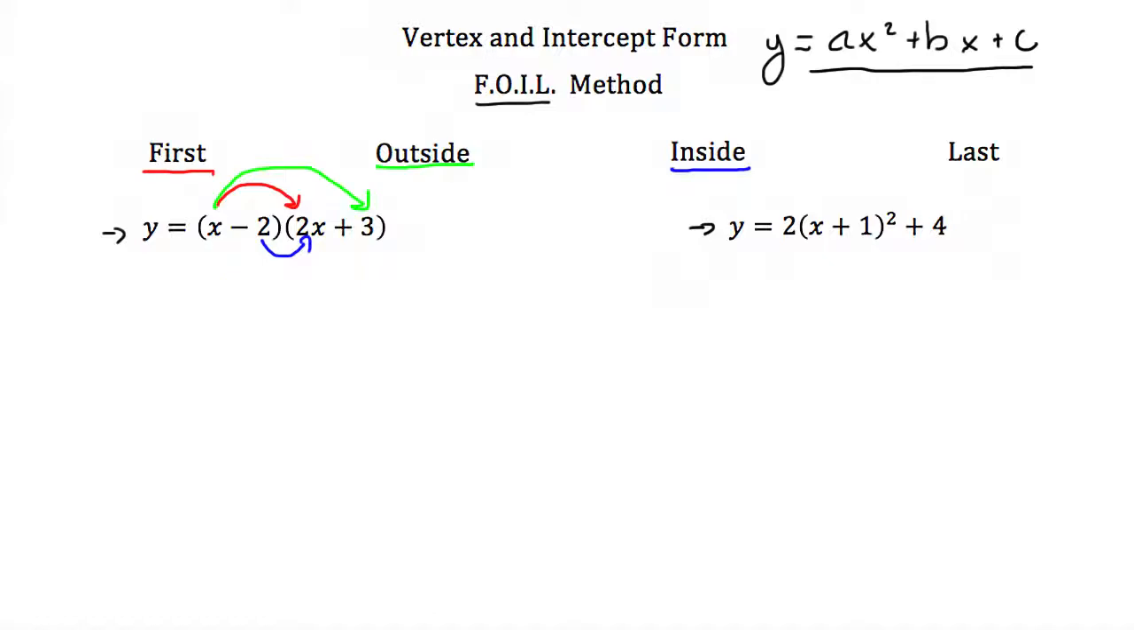And then lastly, we multiply our last terms. Our last terms are a negative 2 and a positive 3. They're the last terms in each parenthesis, so we would multiply those together.